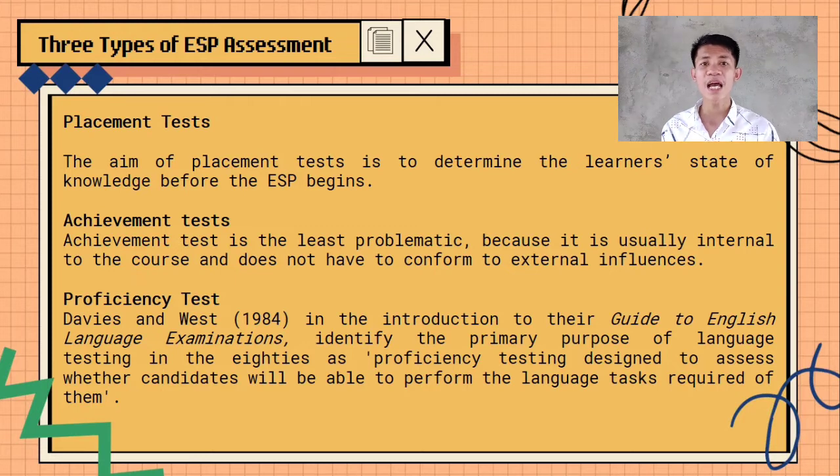So simply, proficiency tests are used to know whether or not the student can cope with the demands of a particular situation. For example, studying at a university or reading technical manuals. Proficiency tests for a specific purpose should be able to give a reliable indication of whether a candidate is proficient enough to carry out the task that will be required.